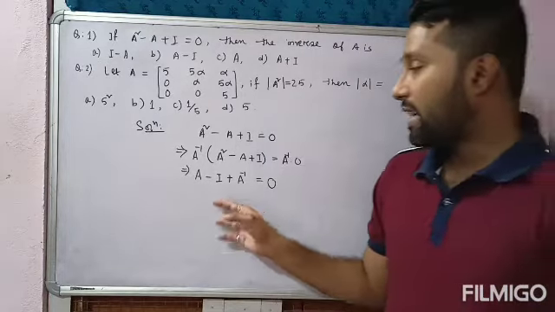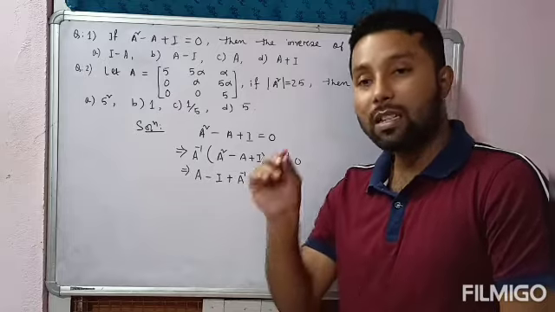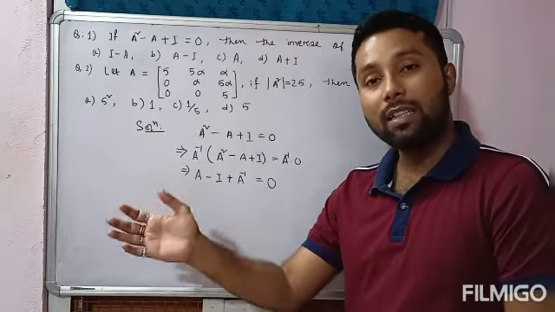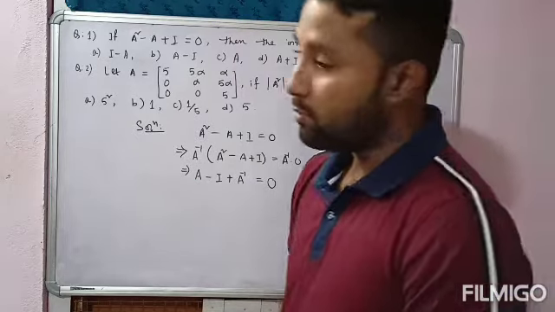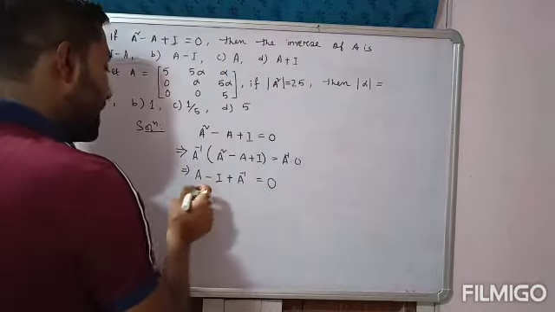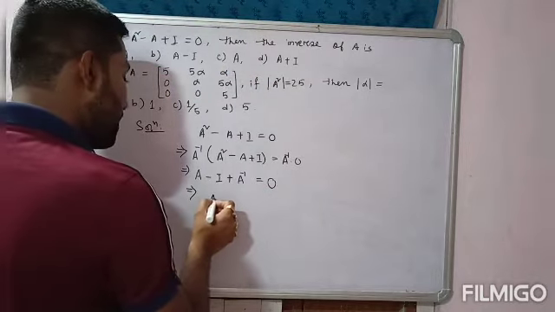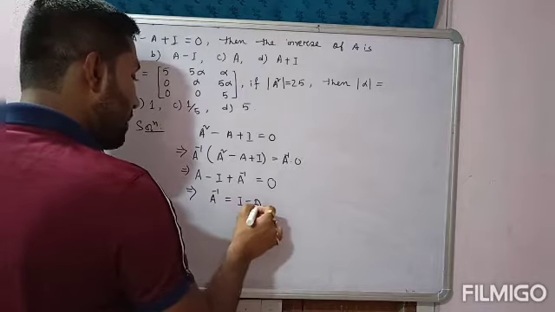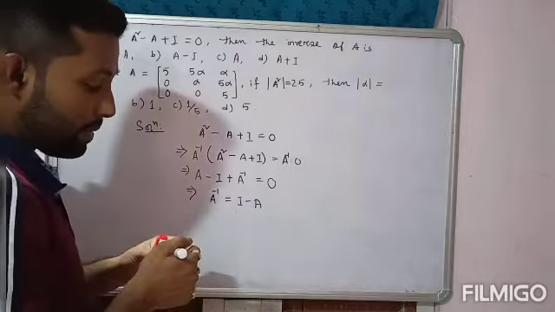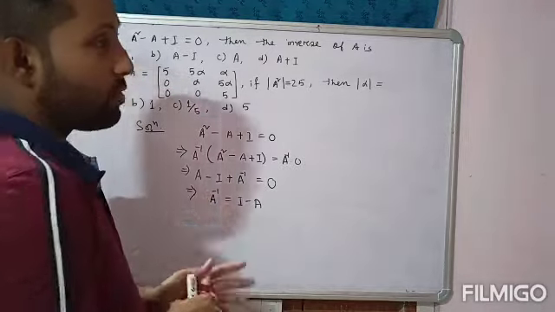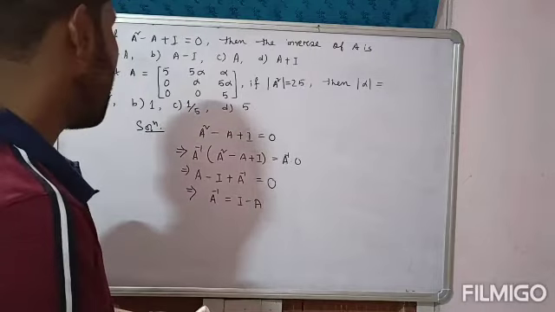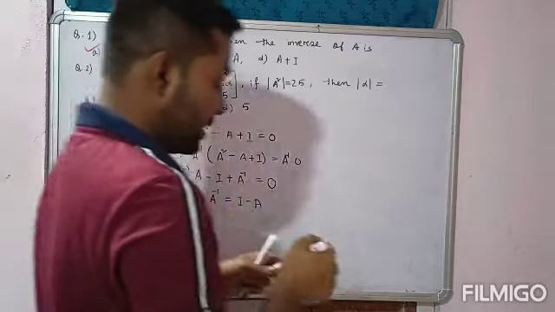After expansion, just keep the A inverse term on the left hand side and bring all the other terms to the right hand side, because I have to find the value of A inverse, so keep A inverse on the left hand side. The other terms are only two, that is minus I plus A. Taking minus I to the right hand side gives plus I, and this will be minus A. So A inverse is equal to I minus A. A inverse is equal to I minus A. So the first option is the correct answer.